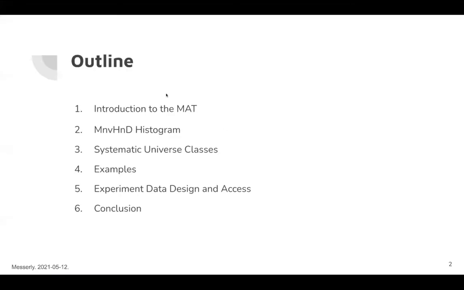So I'll introduce the MAT. In items 2 and 3, I'll cover what I see as the critical offerings that the MAT has. Examples in 4, and if I have time, I'll talk about item number 5, otherwise I'll just skim over it. But it's about the importance of how experiments design their data and provide access to the users.